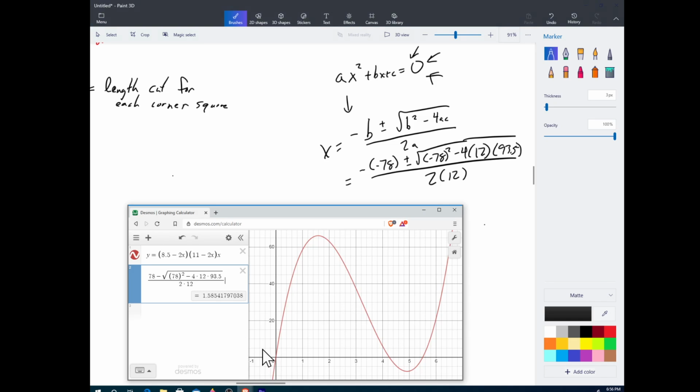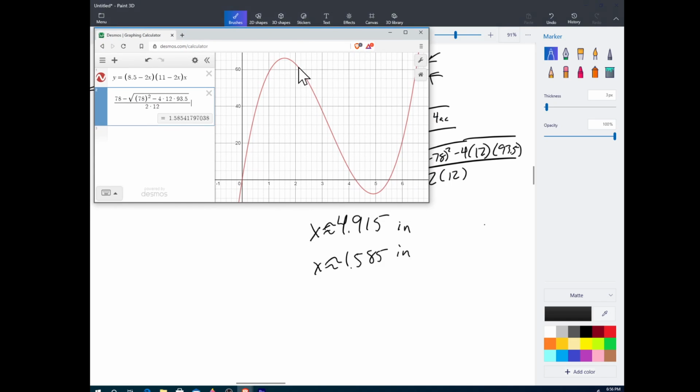And if I compare this, I left up my graph on purpose. If we compare this to the extrema on my equation, you see x equals 1.585 and x equals 4.915, which is just what I've got down here.